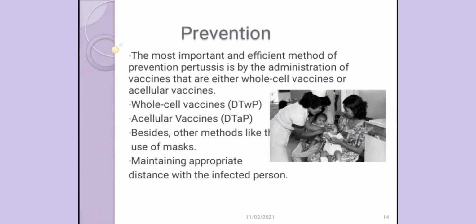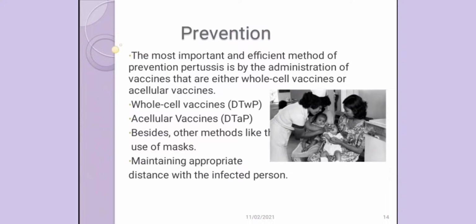Now, prevention. The most important and efficient method of prevention of pertussis is the administration of vaccines that are either whole cell vaccines or acellular vaccines. Vaccination is a simple, safe, and effective way of protecting ourselves against harmful disease before we come in contact with them by using our body's natural defenses to build resistance to specific infections and makes our immune system stronger.